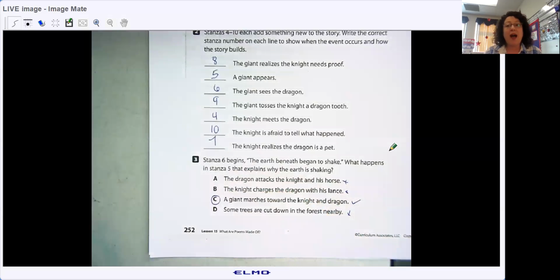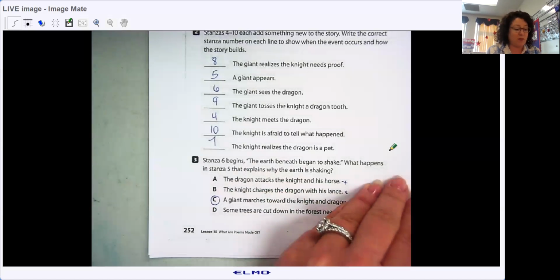C was my answer. Every answer choice, I go through and think, it's an X if it's a definite no, and a check mark if it's a maybe. Sometimes there's two maybes, and you have to decide on the best one. All right, let's keep going.